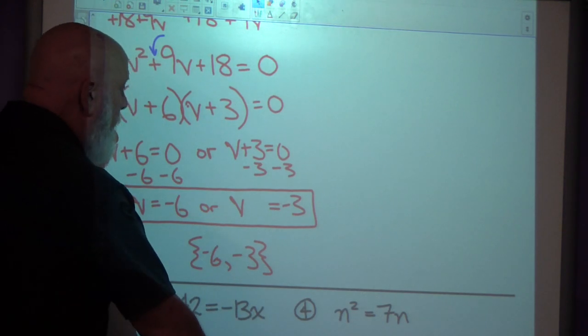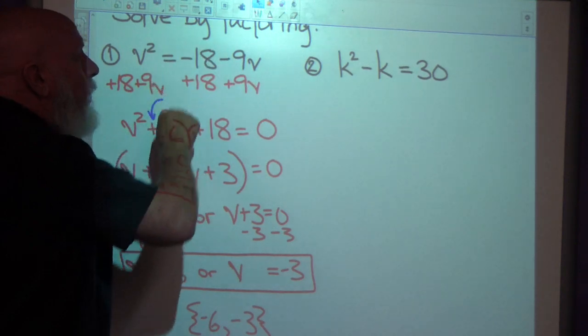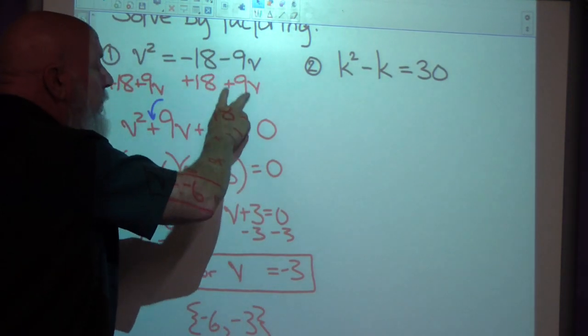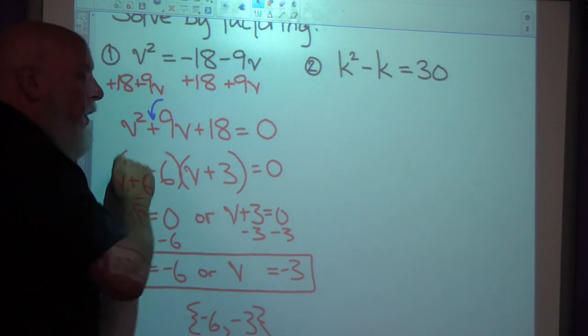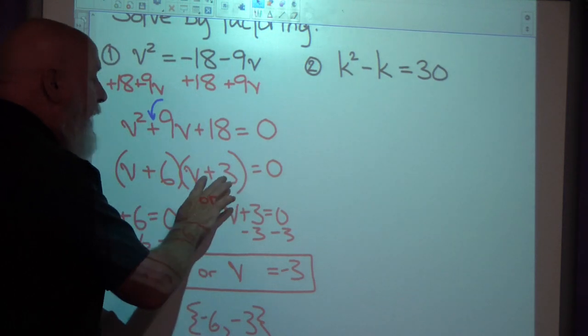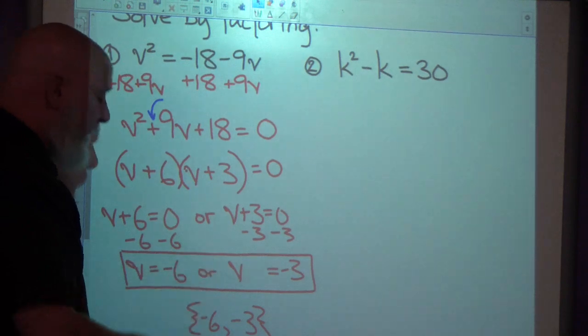Okay. So that is how we solve a quadratic equation by factoring. We have to make sure that one side of the equation is set equal to 0. Make sure that your quadratic term is positive. Factor. And then employ the zero product property. Okay, I'm going to do another one here.